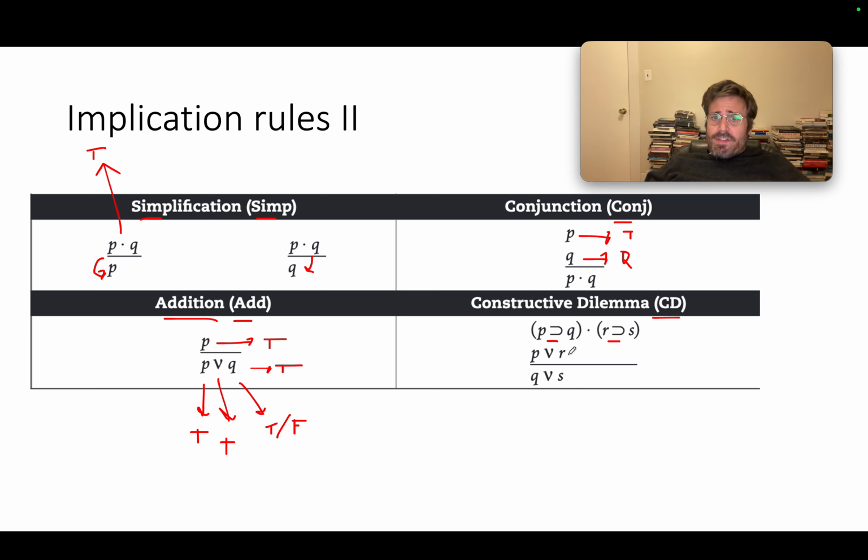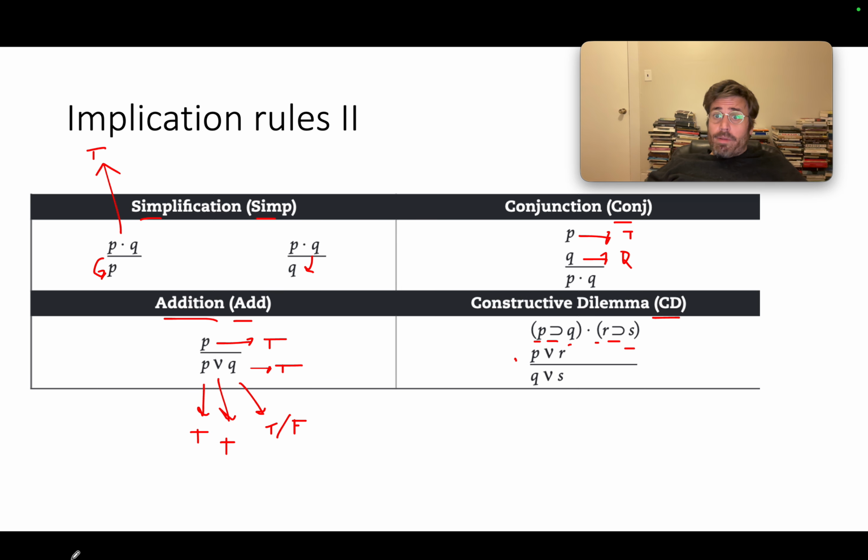And then the second premise is really a disjunction of the antecedents, P or R. So we have P or R brought together in the second premise. And then what we can infer in the conclusion is the disjunction of the consequents, either Q or S. So this is a very useful rule when you are seeing a lot of conditionals and a conjunction, and you think you might have to generate a new disjunction. Constructive dilemma might be the rule that you need to apply.